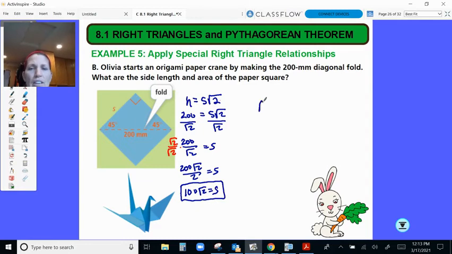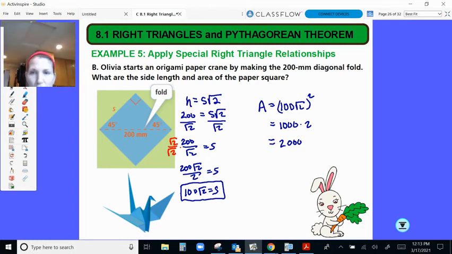Now to find my area, I just got to square that because it's a square, right? So 100 square root of 2 squared, so side times side. That's going to give me 1,000 times 2, basically, because the square root of 2 squared is 2. So that's going to give me 2,000. I'm sorry about that. This should be 10,000. So it'll be 20,000. I knew something was wrong there. Okay, and so my area is going to be 20,000 square millimeters of that piece of paper.